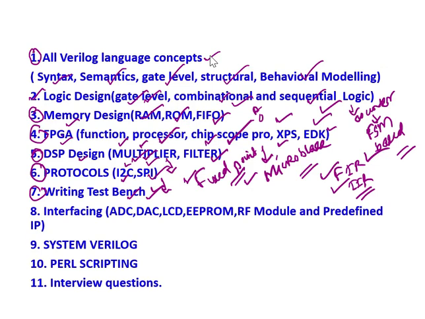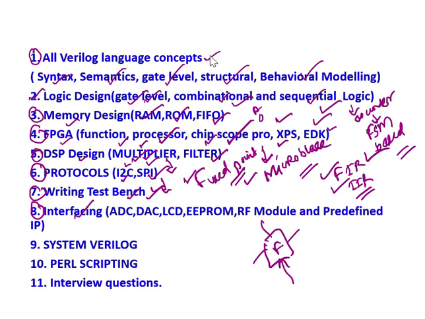Okay, the eighth part that I will cover here is interfacing, the different types of interfacing that you can do with your FPGA. Like with embedded systems, like with Arduino, a lot of interfaces we can do, right? So like that with FPGA also you can do a lot of interfaces, and for that you need the Verilog language.